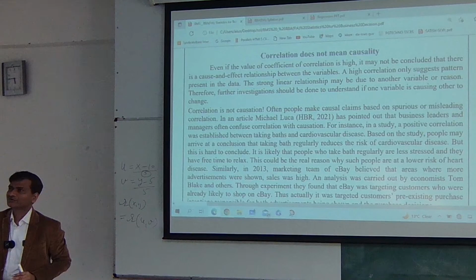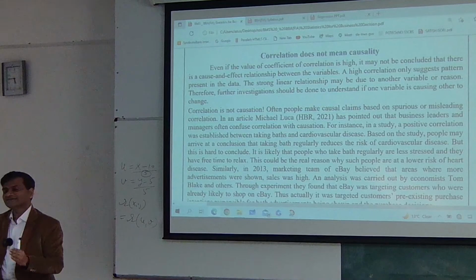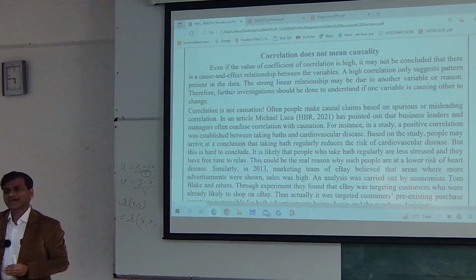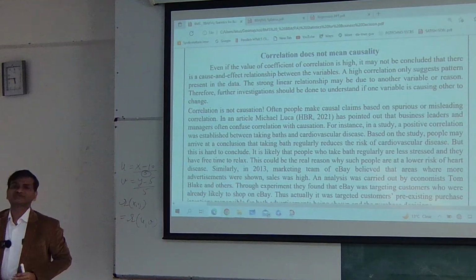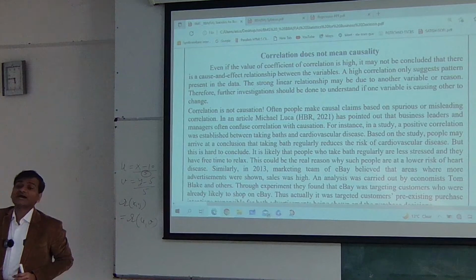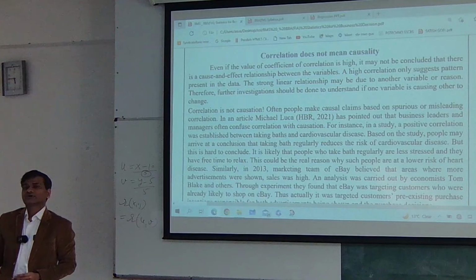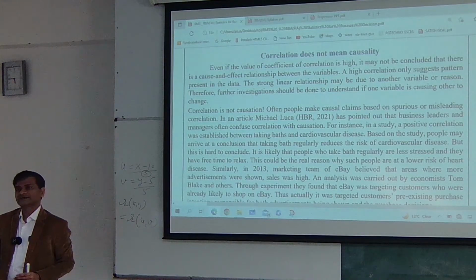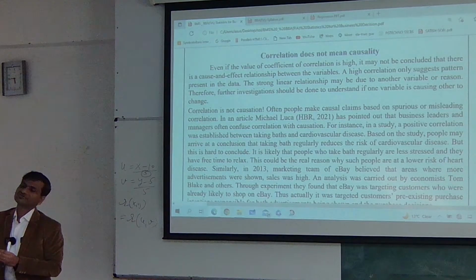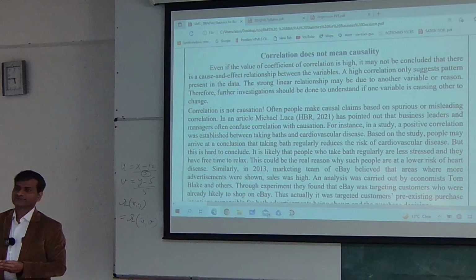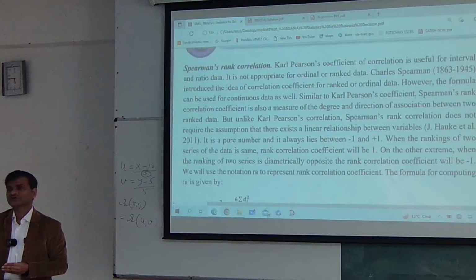We don't know. Usually we have a reason: if y increases with the increase of x, then there is a reason. But sometimes you may not have the reason. There may not be any cause. Therefore, from cause we get causality. We say causation or causality. So correlation may be there, but causation may not be there. Here some examples are given for that. You should go through this.